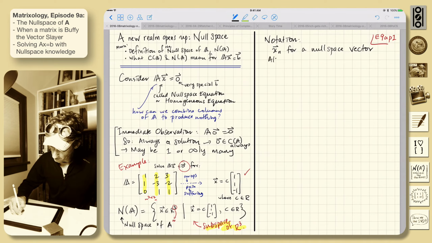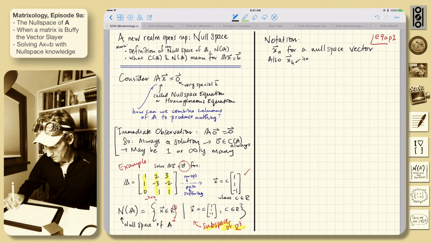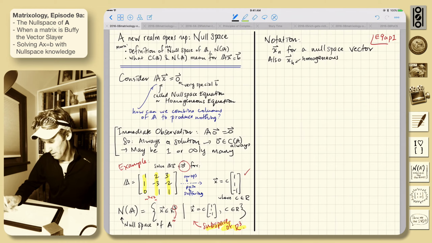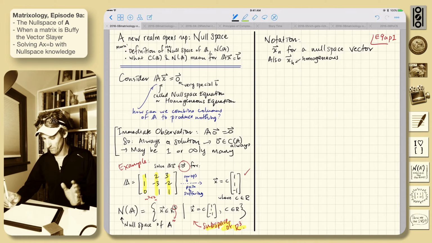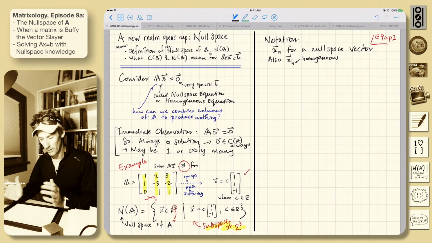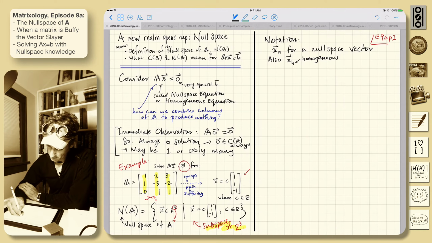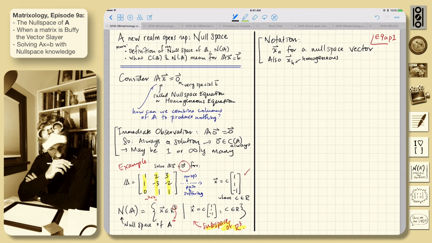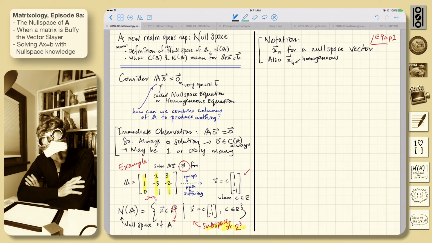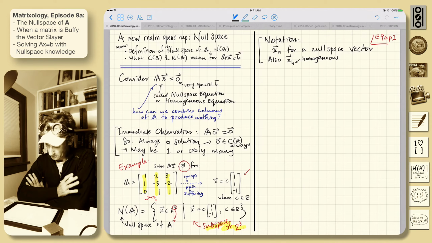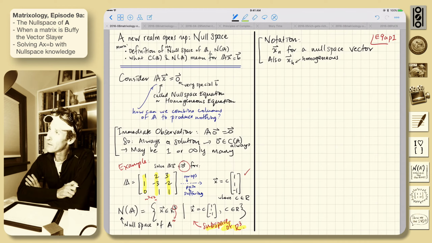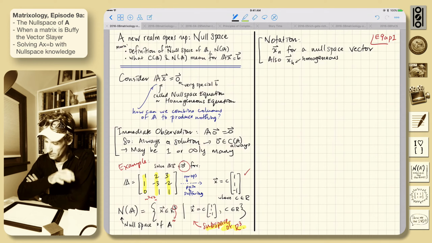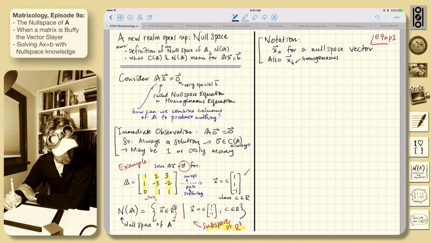Sometimes also you'll see this, X, H, and this is homogeneous. I just want you to know that that's an alternate formulation. We'll avoid that language mostly from now on. So that's important, a little bit of notation. I'll try, as quickly as possible, to switch to xn for null space because that's what we want to think about.